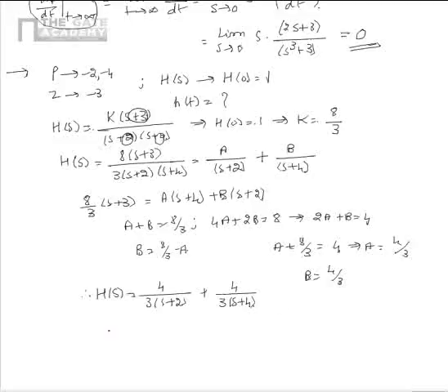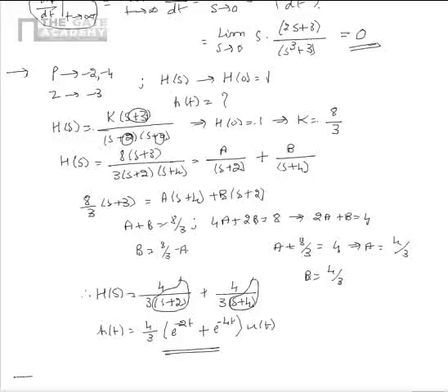So from this, the impulse response of the LTI system becomes h of t is equal to 4 by 3 multiplied by e power minus 2t plus e power minus 4t, u of t. This is because the inverse Laplace transform of 1 by s plus 2 is e power minus 2t u of t, and the inverse Laplace transform of 1 by s plus 4 is e power minus 4t u of t. From this, we can write that h of t is equal to 4 by 3 multiplied by e power minus 2t plus e power minus 4t, u of t.